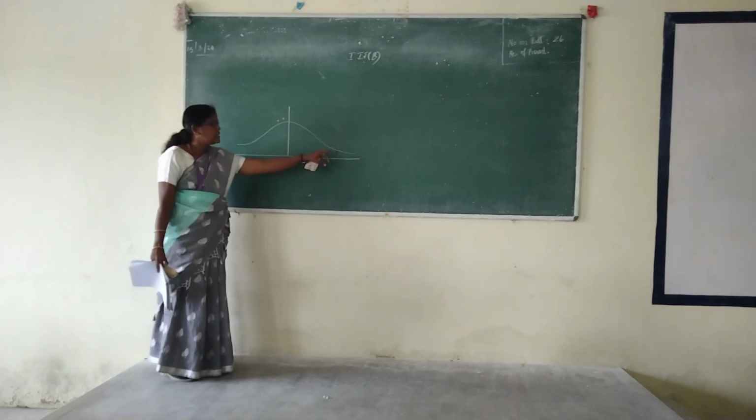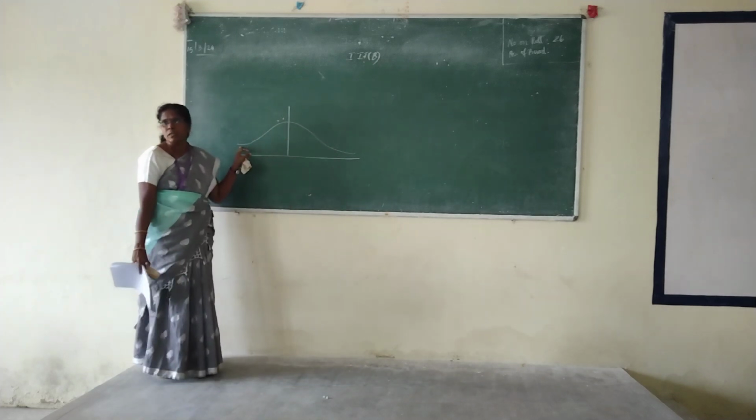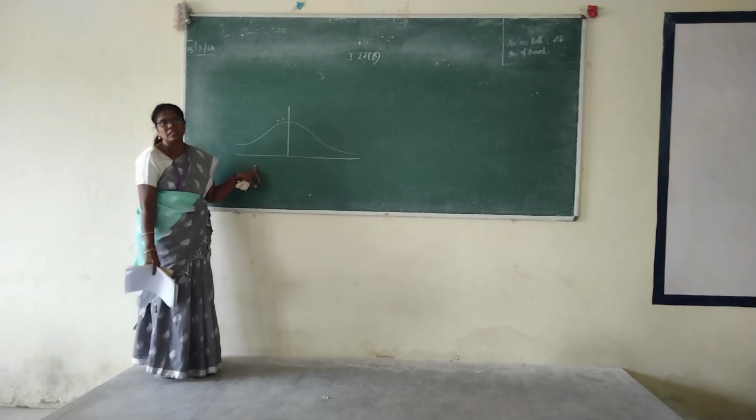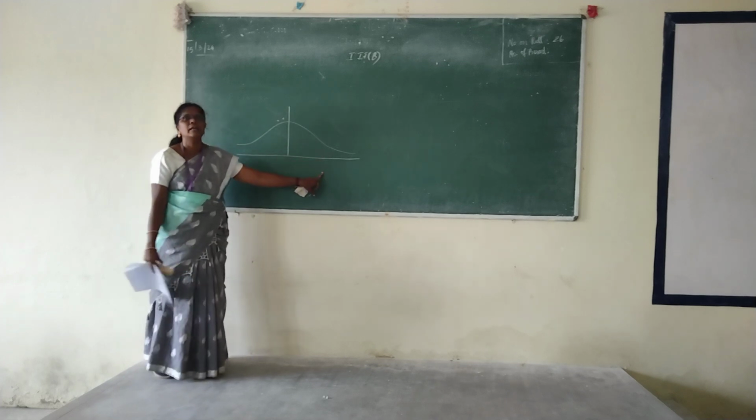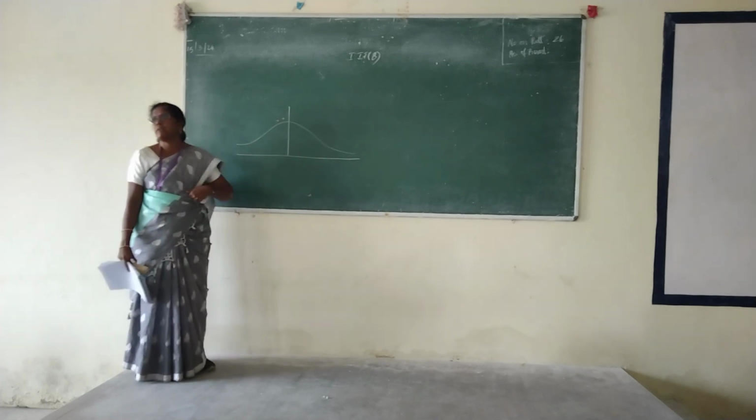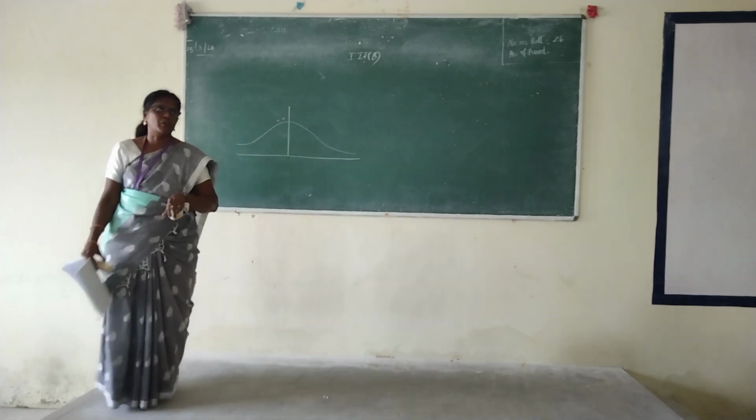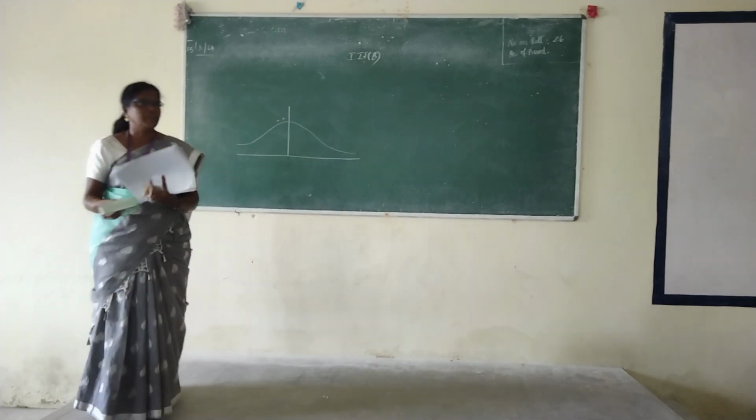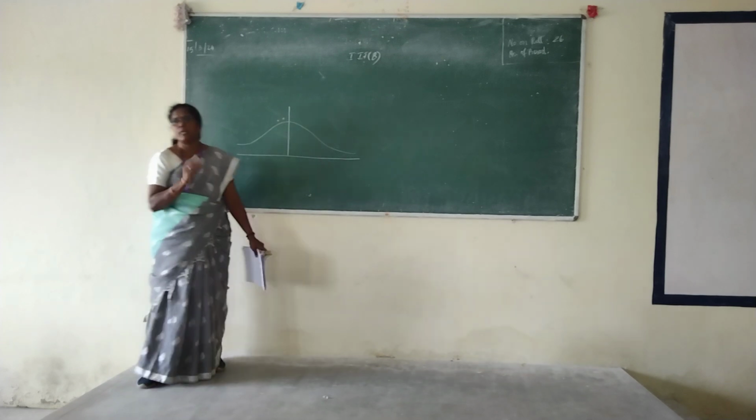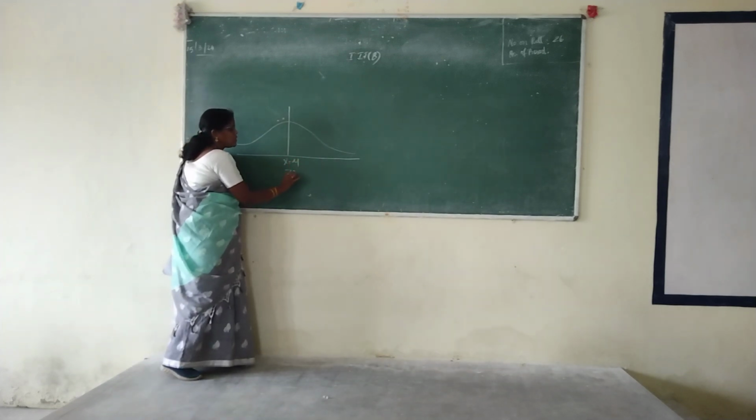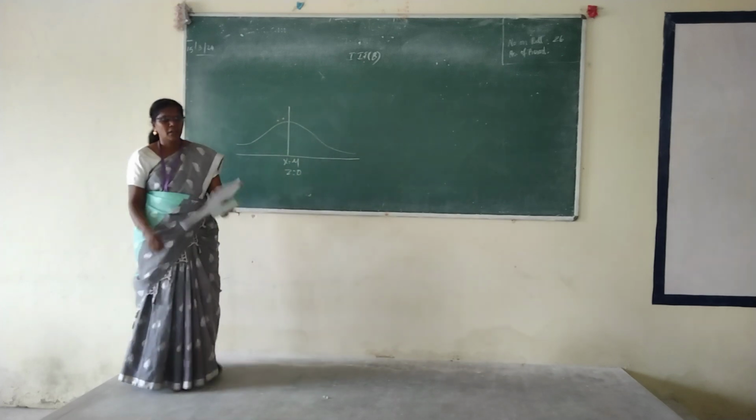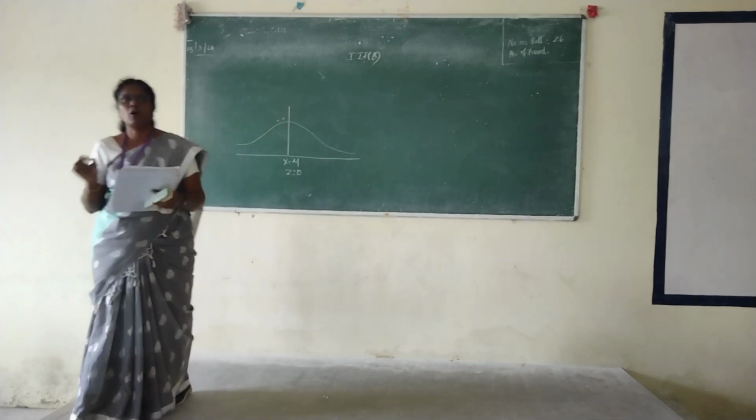Also, the curve that you are drawing should never touch your axis. Even if it goes to any number of values, this curve will never touch your axis. If you draw it touching the axis, that will be considered wrong. All these points should be noted. So already we know that the midpoint will be x equal to mu, or z equal to 0 in terms of z. Now marking the area is the important one.